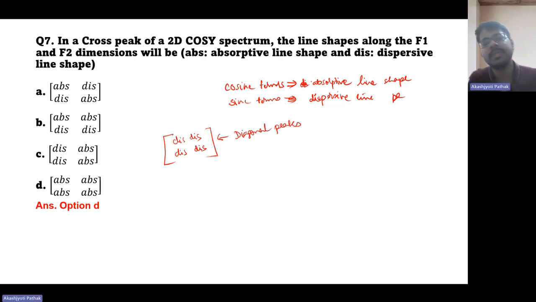So all the diagonal peaks, they are sine terms. If you want to write this in this form, then they will be all dispersive. All the four fine peaks that you see, they are all dispersive. They have all dispersive line shape.